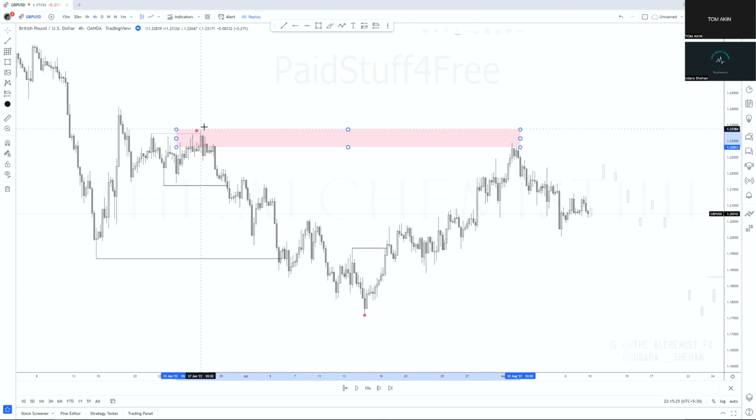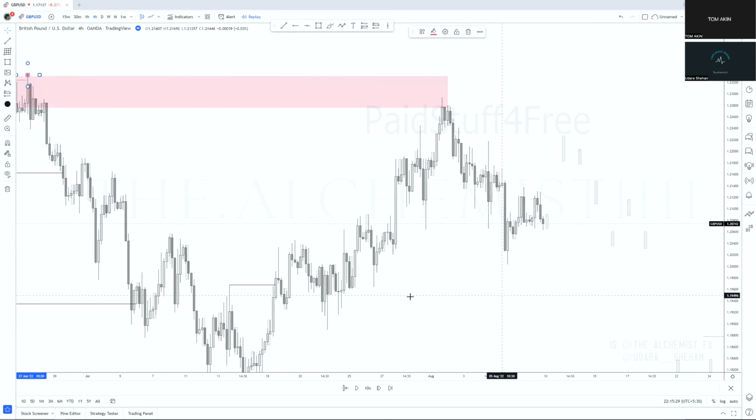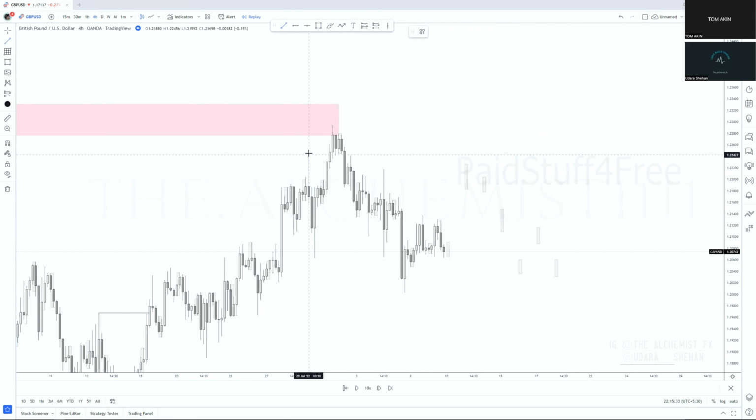Now look at this. What happened? Price has, sorry, reached the weekly point of interest. And then what did you get? A stop hunt and another breakout structure. Can you see it? Stop hunt and a breakout structure.